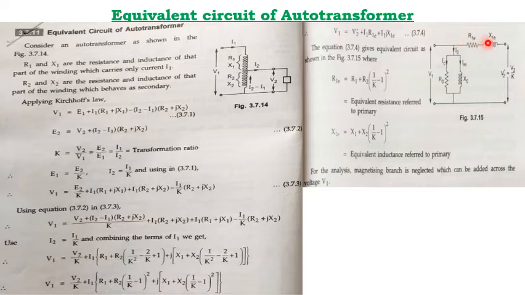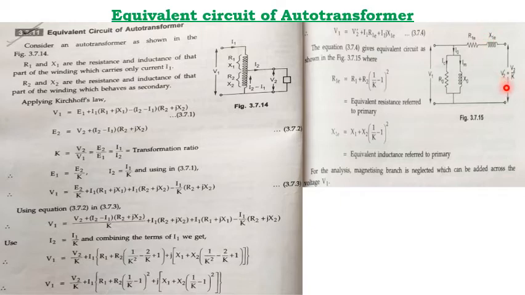Similarly, X1E is nothing but the reactance as referred to the primary winding. The primary winding is represented as the first winding. So here, this is the first winding, R1 and X1. Just take it as X1.